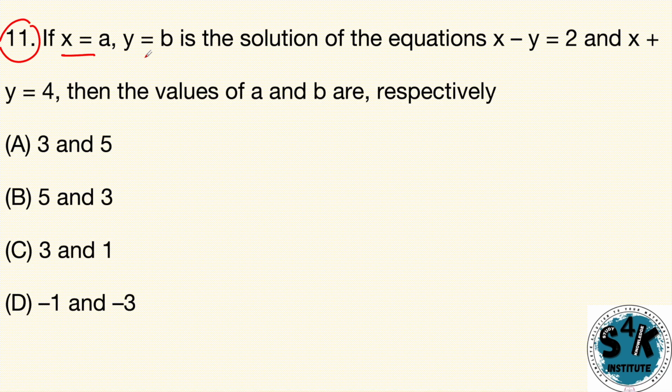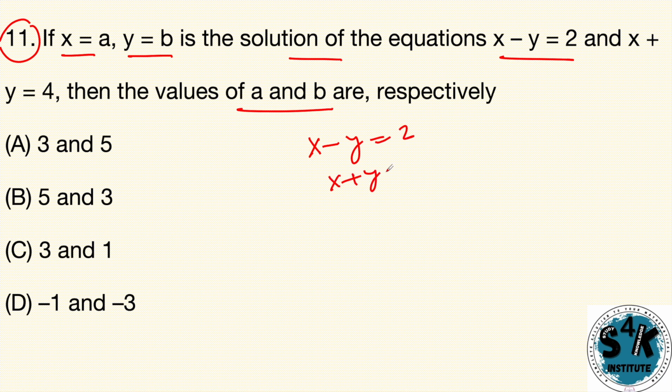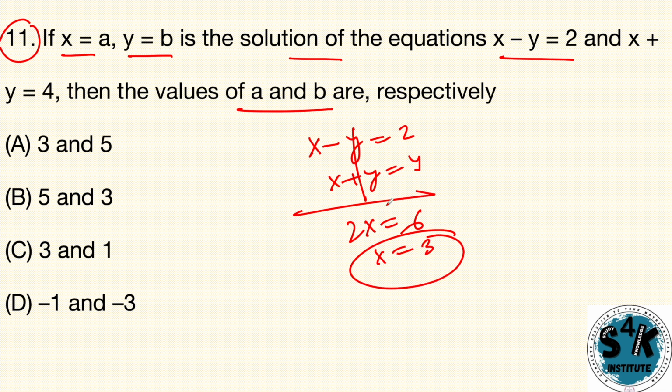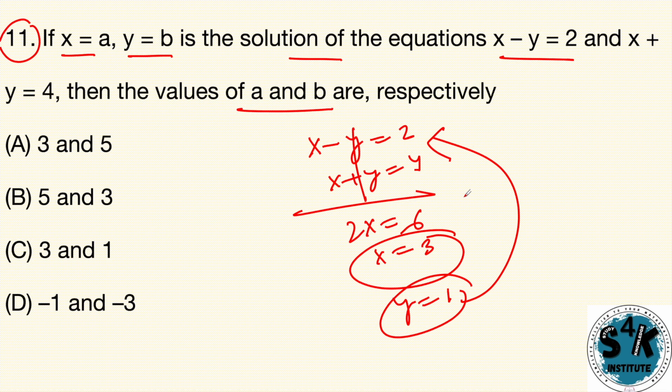If x is equal to a, y is equal to b is the solution of this equation, then find the value of a and b. See, what we have learned in the previous question, we are going to apply directly. x minus y is equal to 2 is given to you, and x plus y is equal to 4 is given to you. If you simply add these, y gets cancelled, so 2x is equal to 6, x is equal to 3. The moment you get x is equal to 3, you get y is equal to 1 by substituting it in any of the equations. So a is equal to 3 and b is equal to 1.